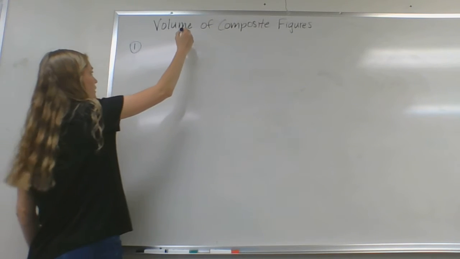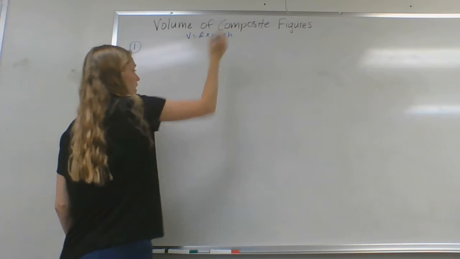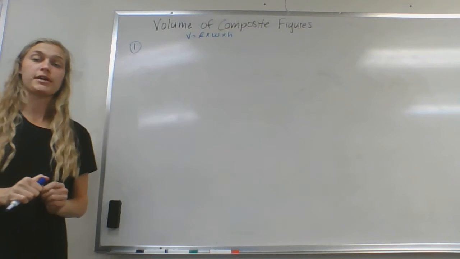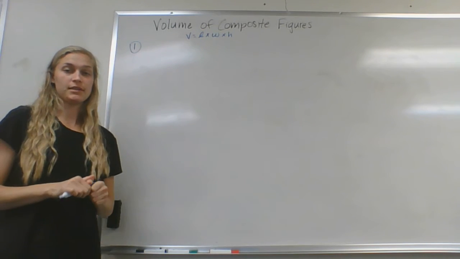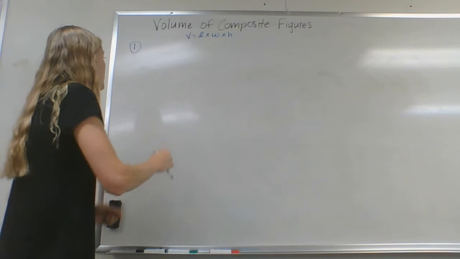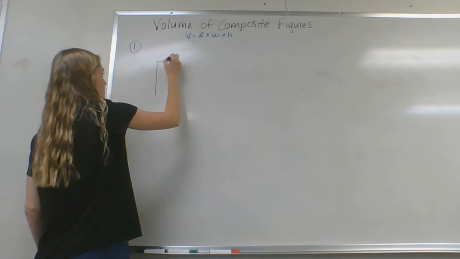So if you remember how to find volume, maybe a little note, length times width times height is how you find the volume. These are going to be rectangular prisms, so that's how you find the volume of a rectangular prism: length times width times height. So for example one, say we have something that looks like this.